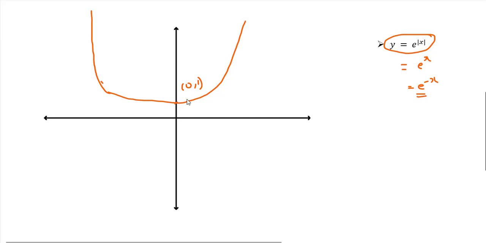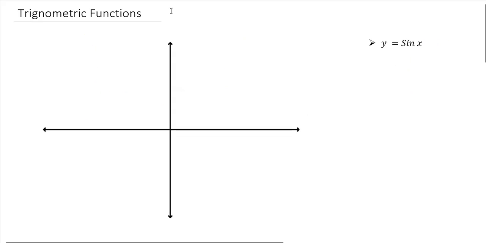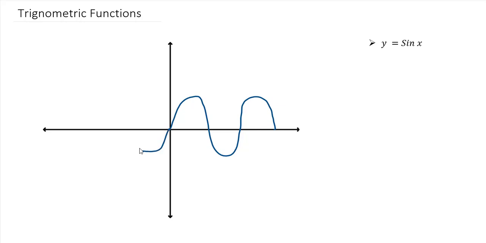Let us now see how to plot trigonometric graphs. There are three important functions that we need to plot: y equal to sin x, cos x and tan x. The graph for y equal to sin x will look this way. And it will also extend along the negative direction of the x-axis. So this is how your graph for y equal to sin x will look.